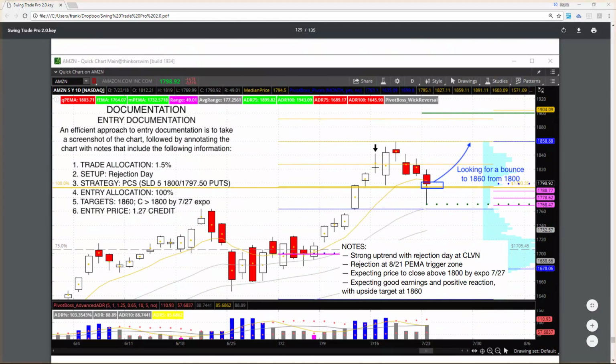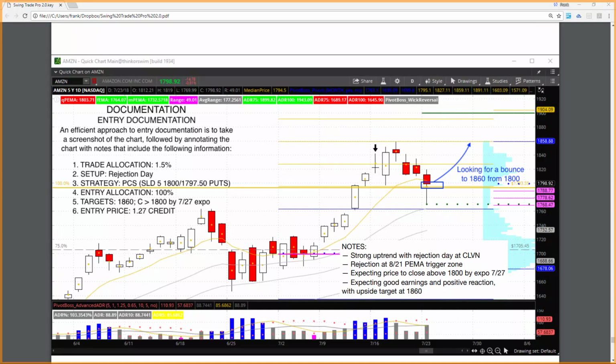Here's a trade I took in Amazon. This one again has been trending up, or had been trending up significantly. It's been going to the moon in terms of price. And again, an efficient approach to entry documentation is to take a screenshot of the chart followed by annotating the chart with the notes that include the following information. Here are the 6 various things we discussed plus the 7, which is notes.